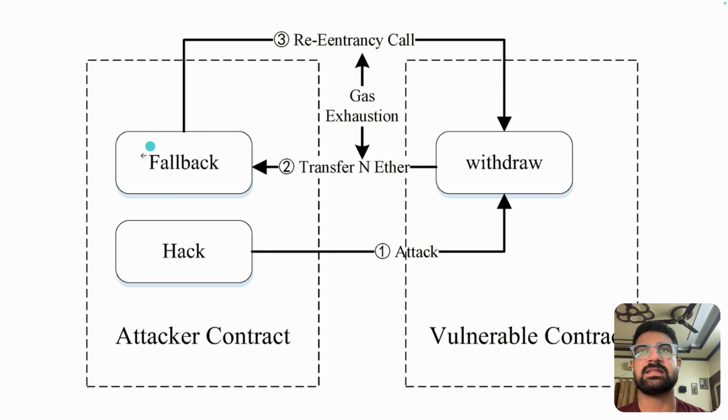So there is a thing called a fallback function that is being called. As soon as the fallback function is called, the attacker has written that the fallback function will also call the withdraw function. So this acts like a loop and all the funds of the vulnerable contract are transferred to the attacker.